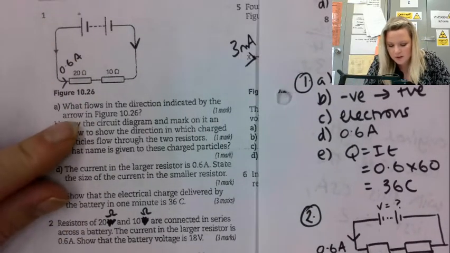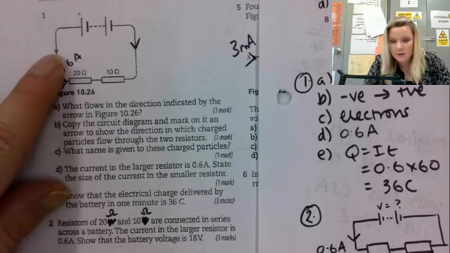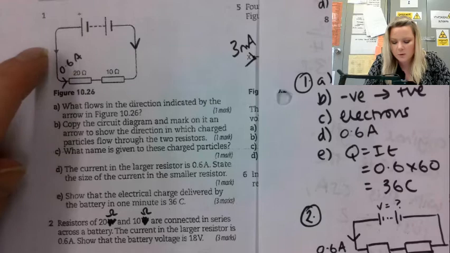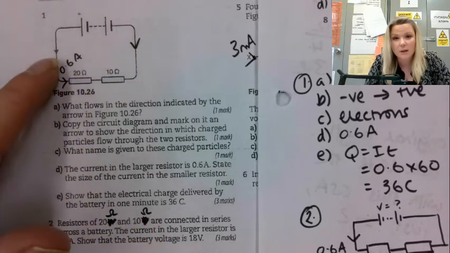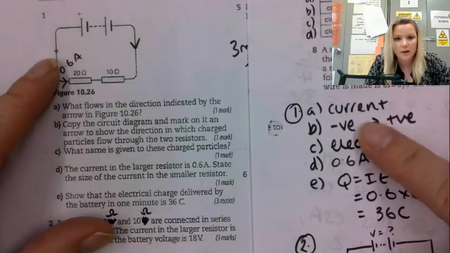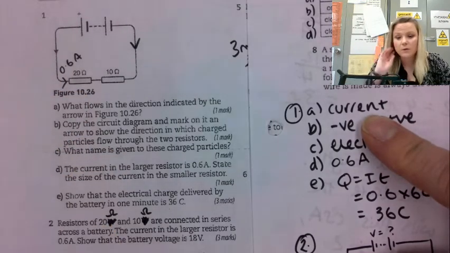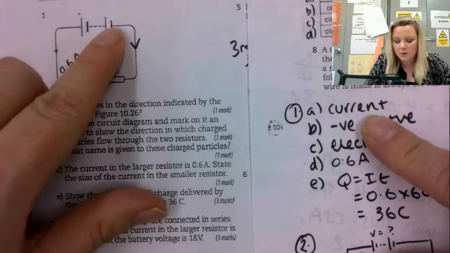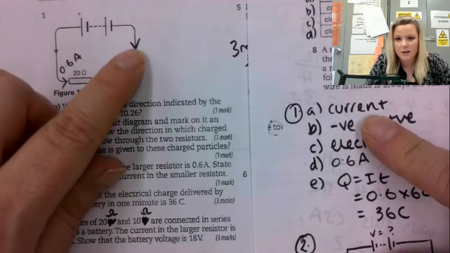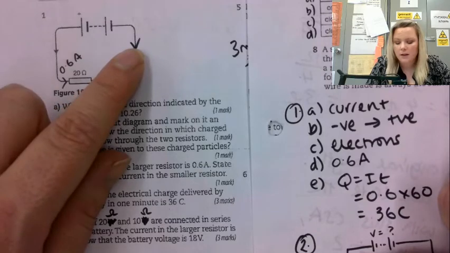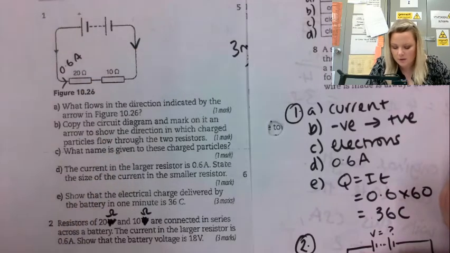1A, what flows in the direction indicated by the arrow here? So this was the wee arrow that was drawn on your page, and it's going away from the positive towards the negative, so it must be the conventional current. So I just wrote current down for my answer. B, mark on with an arrow to show the direction in which the charged particles flow, so that's the electrons, and we know they go from negative to positive, so we know this one here is what is really happening, but we mark on conventional current the other way around.